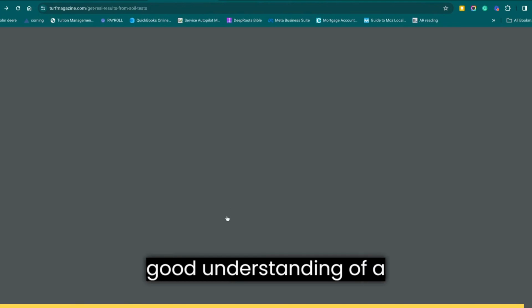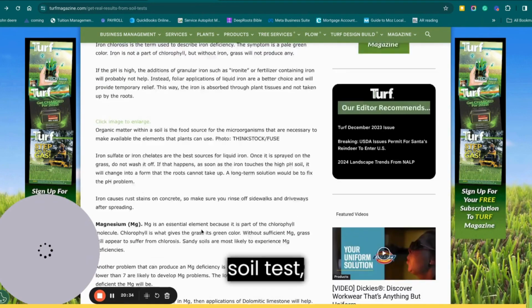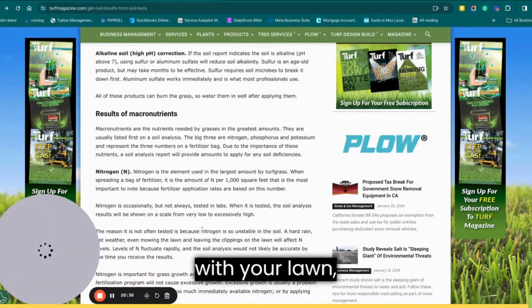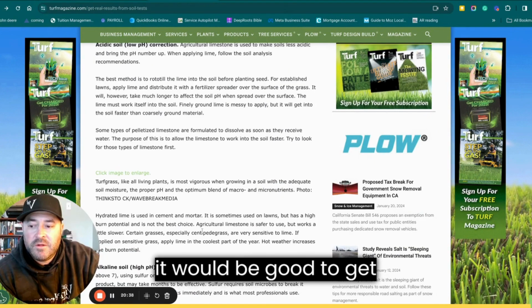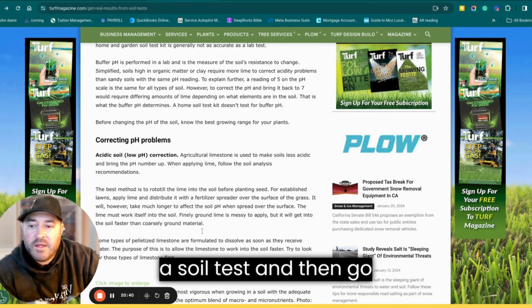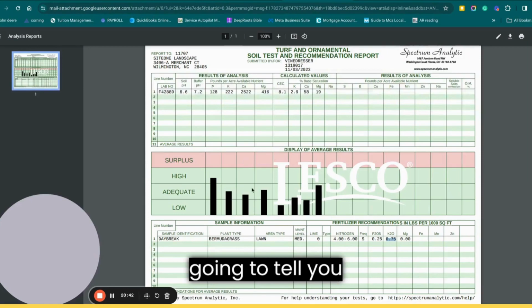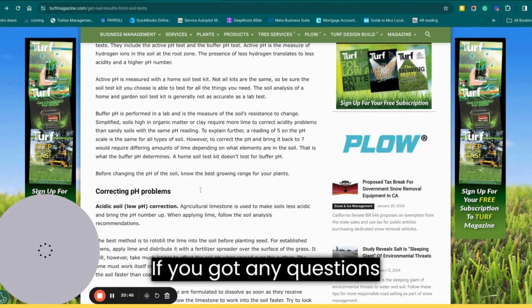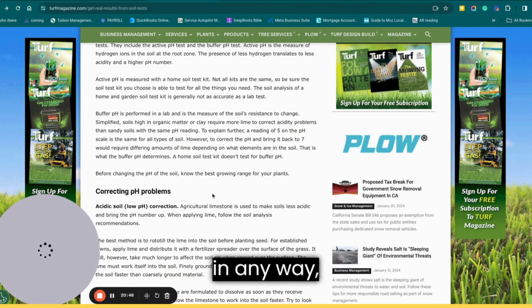So I hope this gives you a good understanding of a soil test. If you're having issues with your lawn, it would be good to get a soil test and then go from there, because it's going to tell you exactly what you need to be putting down to correct it. If you've got any questions or we can help you out in any way, let us know.